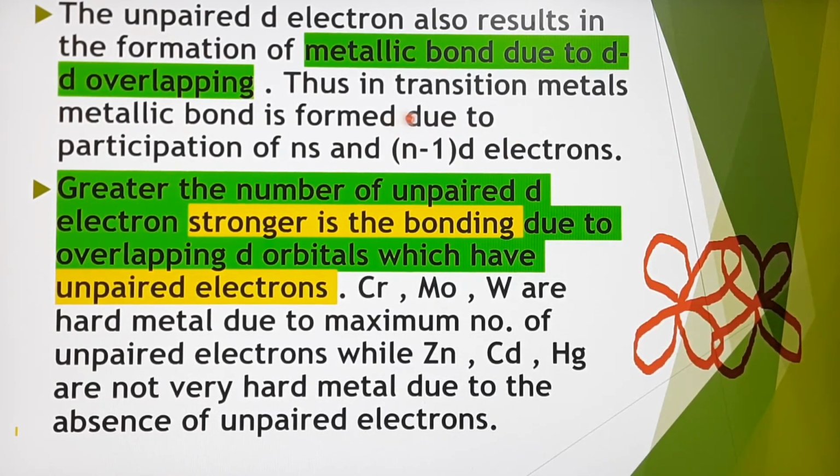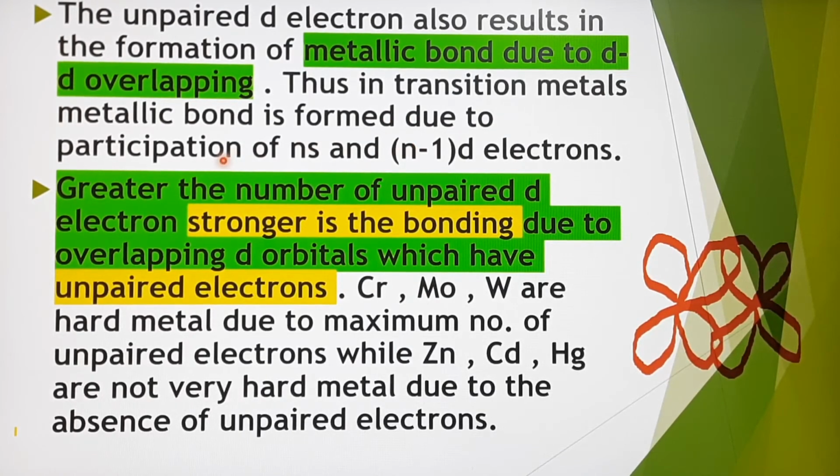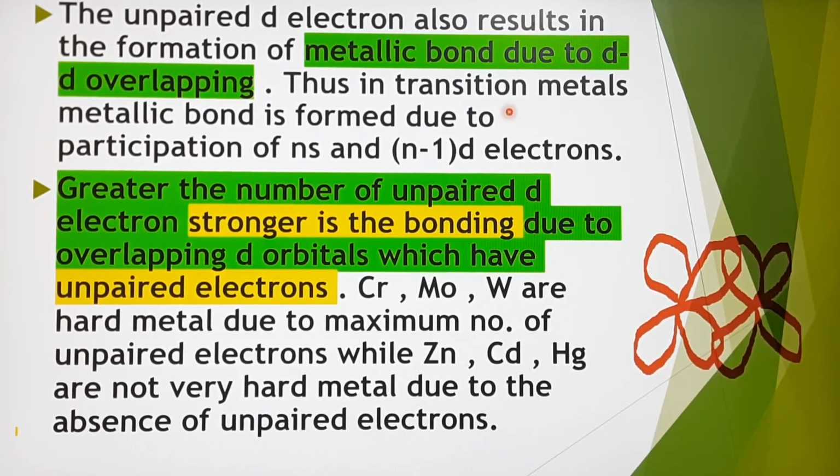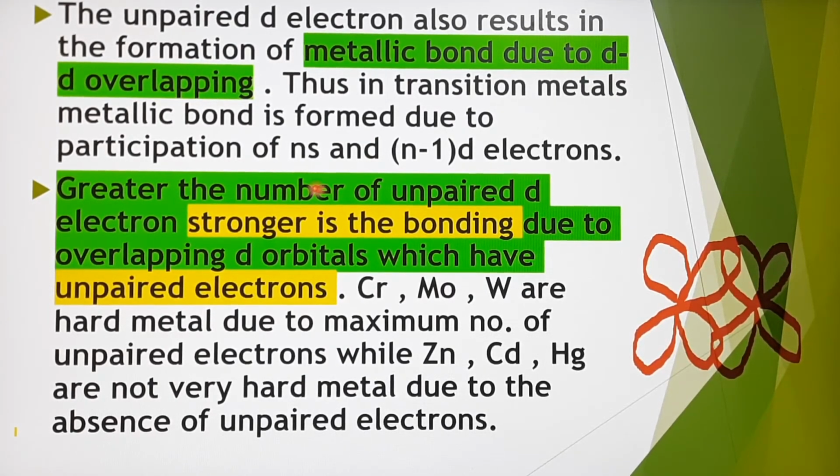That's why in transition elements the metallic bonds are strong as compared to s block elements. Therefore they are typical metals, they are hard metals, while in s block elements metals are soft. Now the strength of metallic bonding depends on this dd overlapping. So the greater the number of unpaired electrons, the stronger is the bonding, means more sharing takes place due to overlapping of d orbitals having unpaired electrons. So if the number of unpaired electrons is more, the strength of metallic bonding is more.